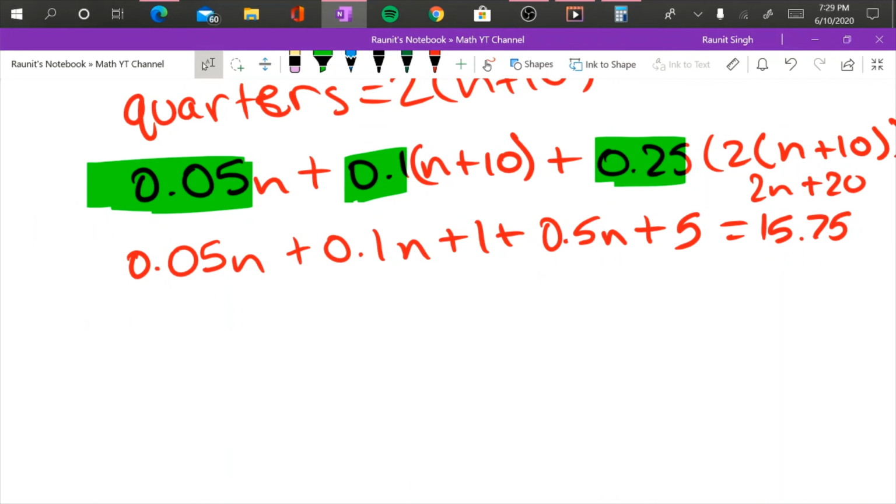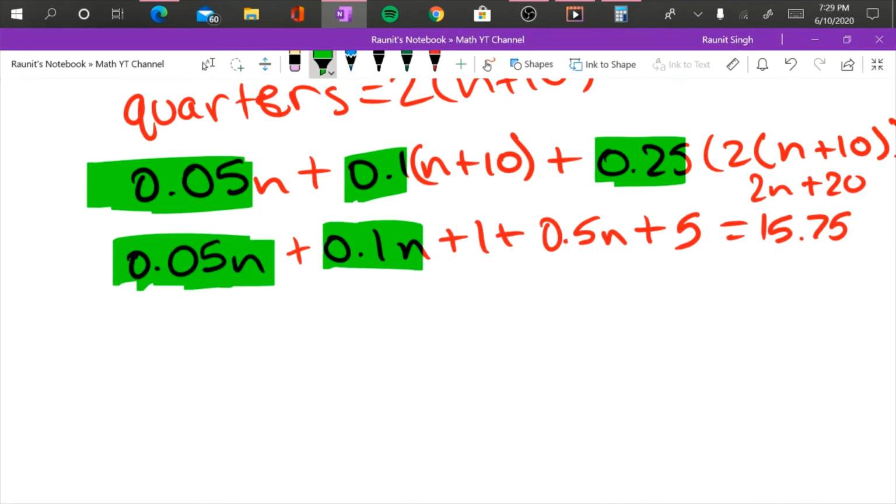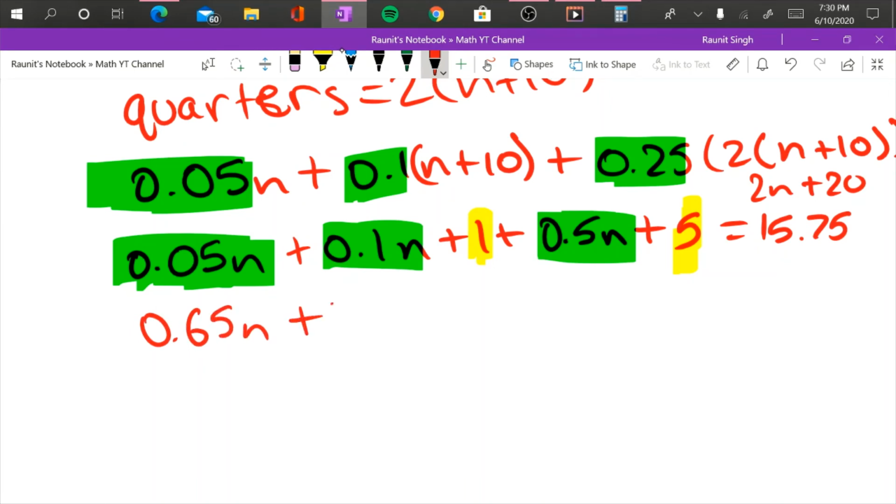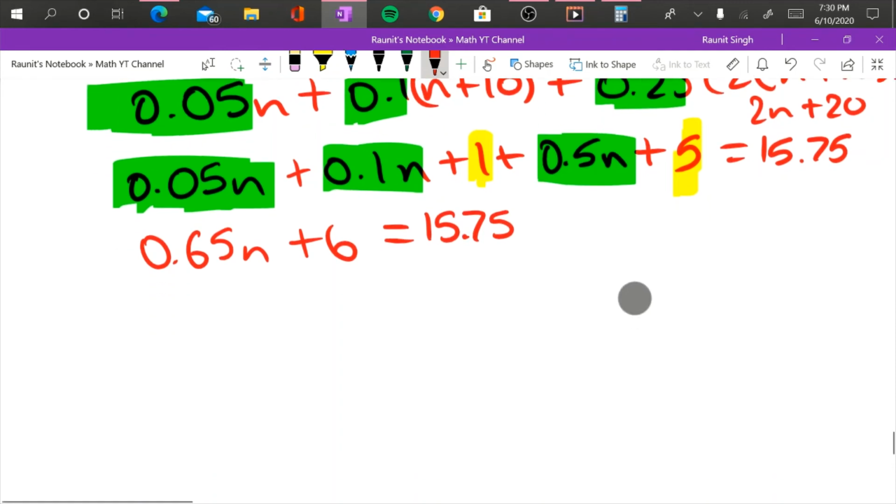Now, adding up all the n's, we get 0.65n, and adding up the numbers, we get 6. So you have 0.65n plus 6 is equal to 15.75. Then we're going to subtract 6 from both sides: 0.65n is equal to 9.75.